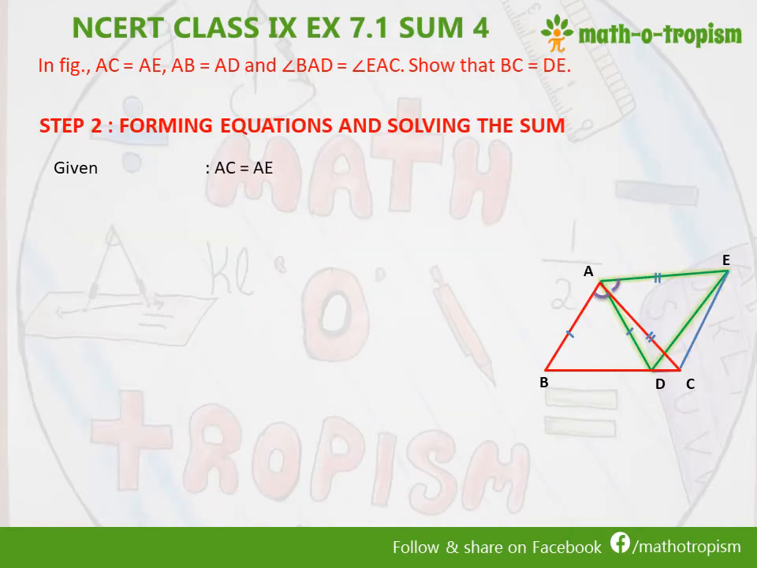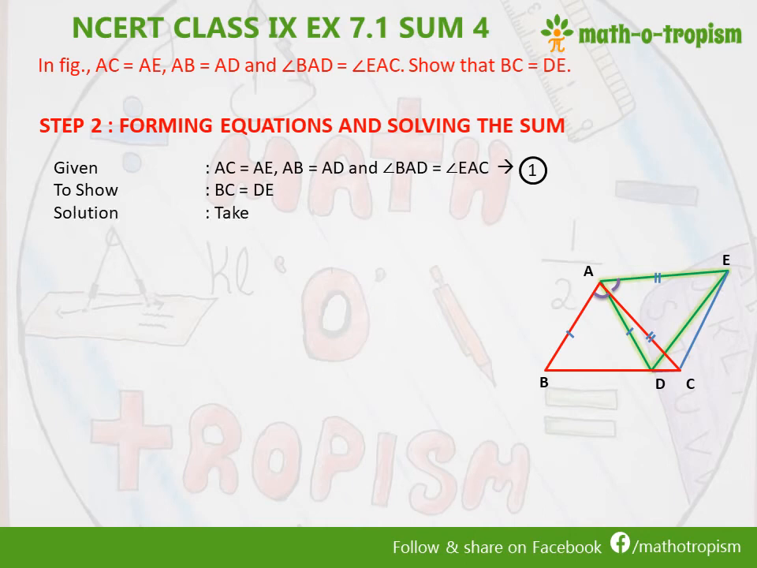Now forming equations and solving the sum, we have been given that AC equal to AE, AB equal to AD, and angle BAD is equal to angle EAC. We'll keep that as equation 1. We need to show that BC equal to DE. So the solution is, we are taking triangle ABC and triangle ADE. From 1, we can write the two sides AC equal to AE and AB equal to AD.